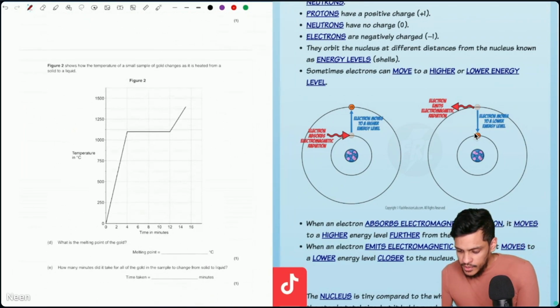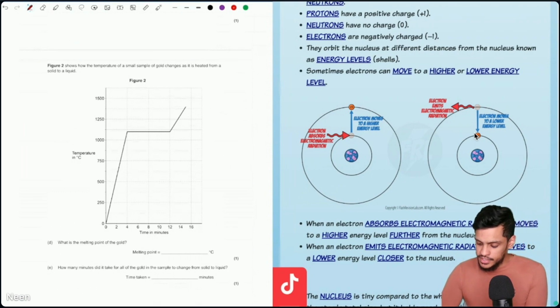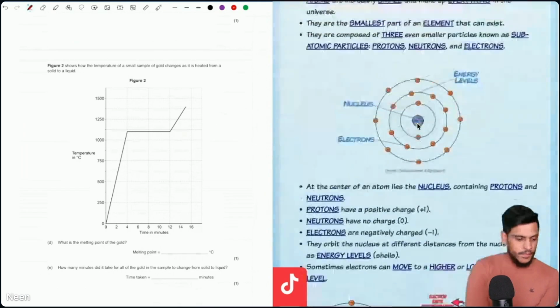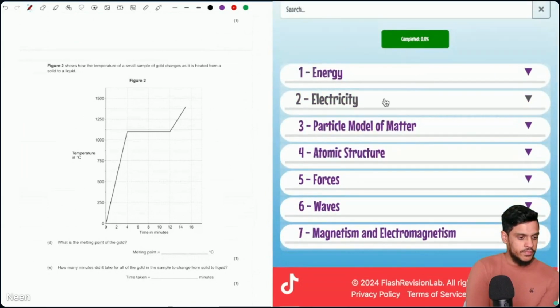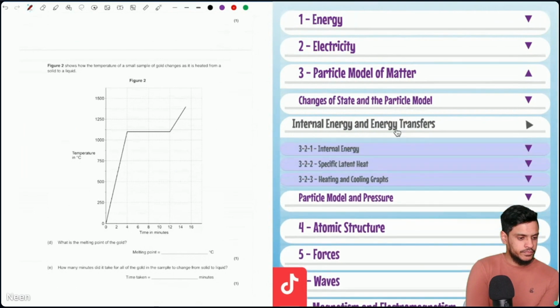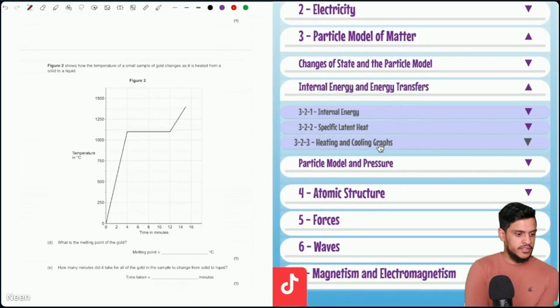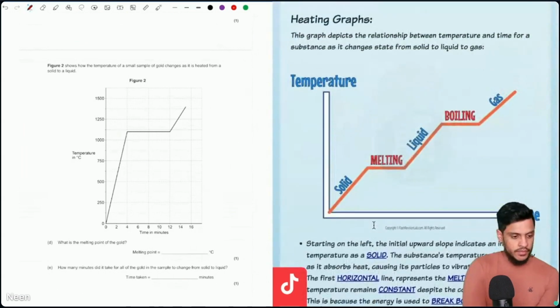Figure 2 shows how the temperature of a small sample of gold changes as it's heated from a solid to a liquid. What is the melting point of gold? What do you guys think? How do you work out the melting point from that diagram? This is in topic 3. It's all about specific latent heat. This is a heating and cooling graph. So it's basically this graph here.